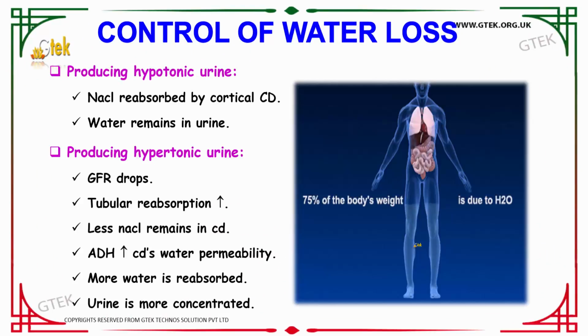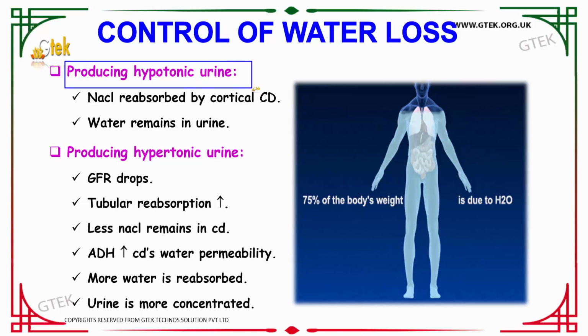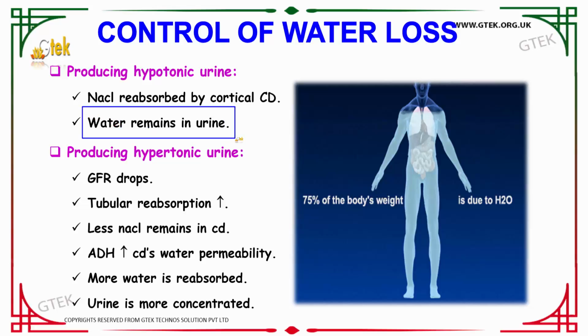Next we are going to study about the control of water loss. Producing hypotonic urine: the sodium chloride is reabsorbed by the cortical collecting duct. So once your sodium chloride is reabsorbed, your water remains in the urine. So it produces hypotonic urine.